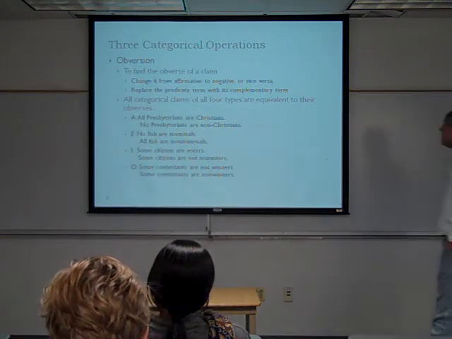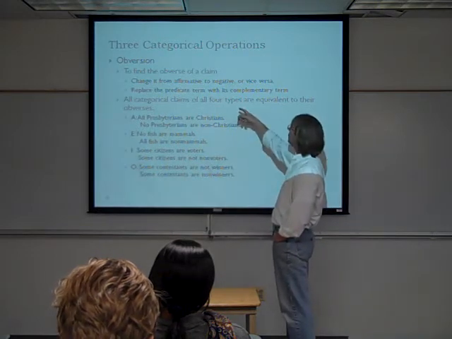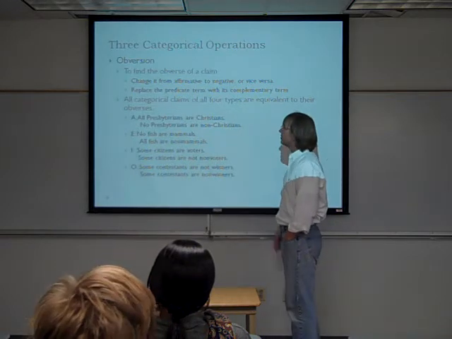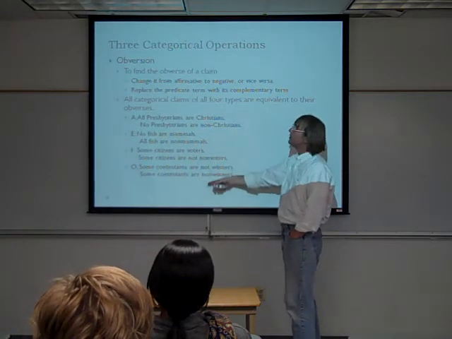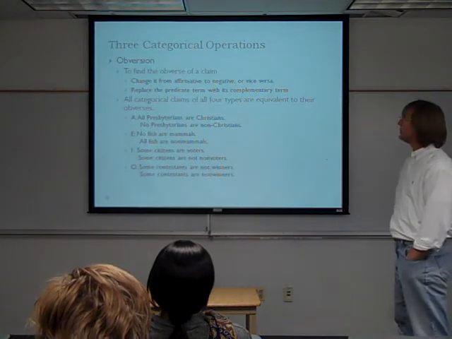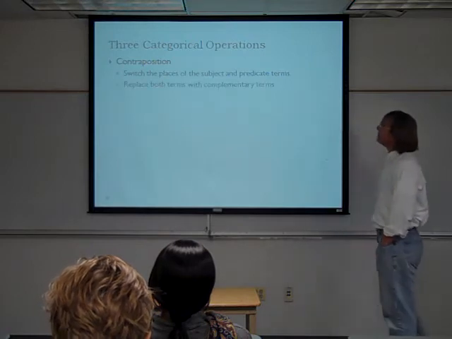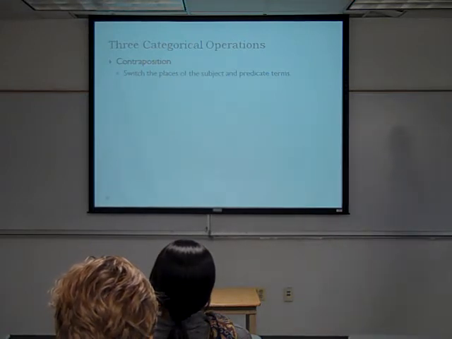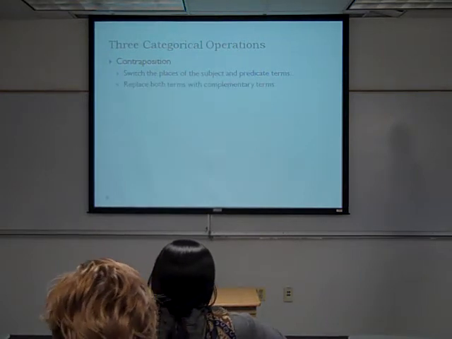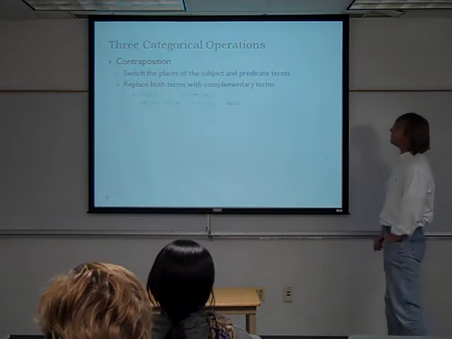Now once again, the obverse of a claim is going to be logically equivalent to all types of claims. All the four types are going to be equivalent to their obverse. The last one, contraposition. In this one, we switch the places of the subject and predicate terms, and we replace both terms with their complementary terms.